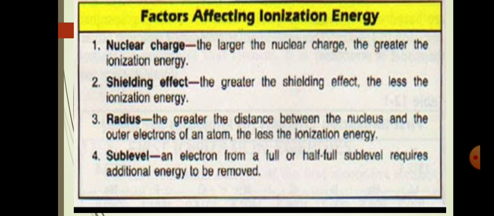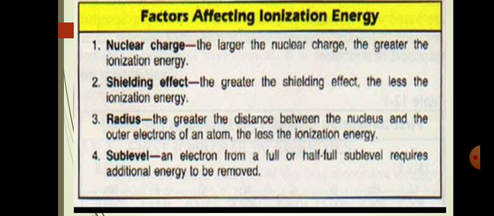Third, we discuss the atomic radius. The greater the distance between the nucleus and the outermost electrons of an atom, the less the ionization energy. It is the same in the case of the radius: when the number of shells increases, the ionization energy is less.